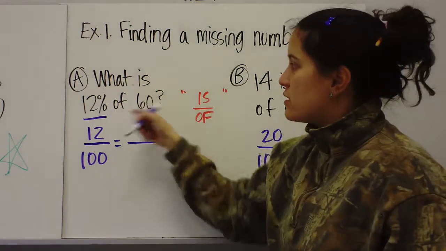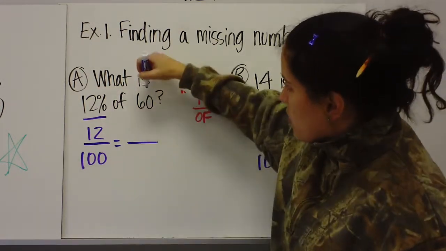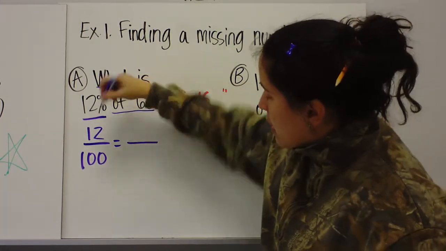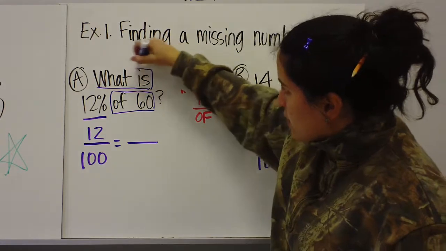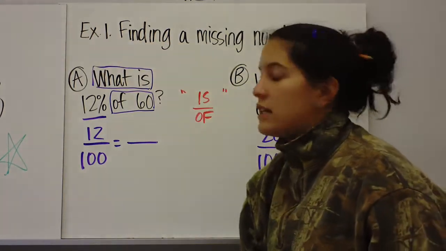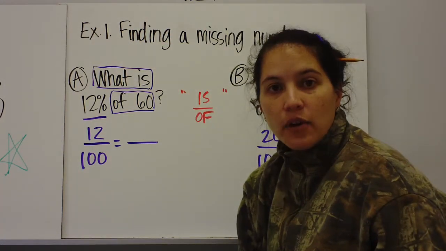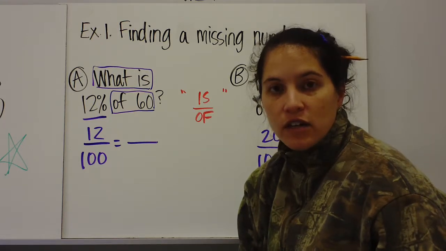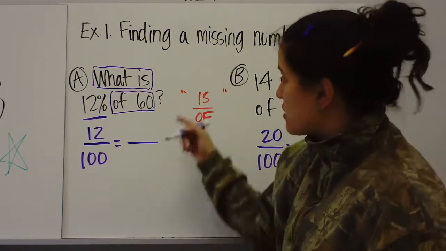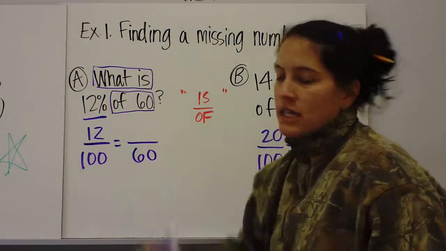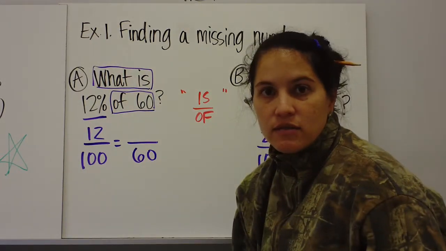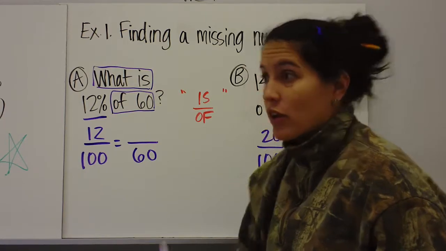So when you look at this, it breaks into 2 parts. What is an of 60? What number corresponds to the of 60? So that's going to go on bottom. What is? So what number is the is? We don't know, so we're going to put an X.